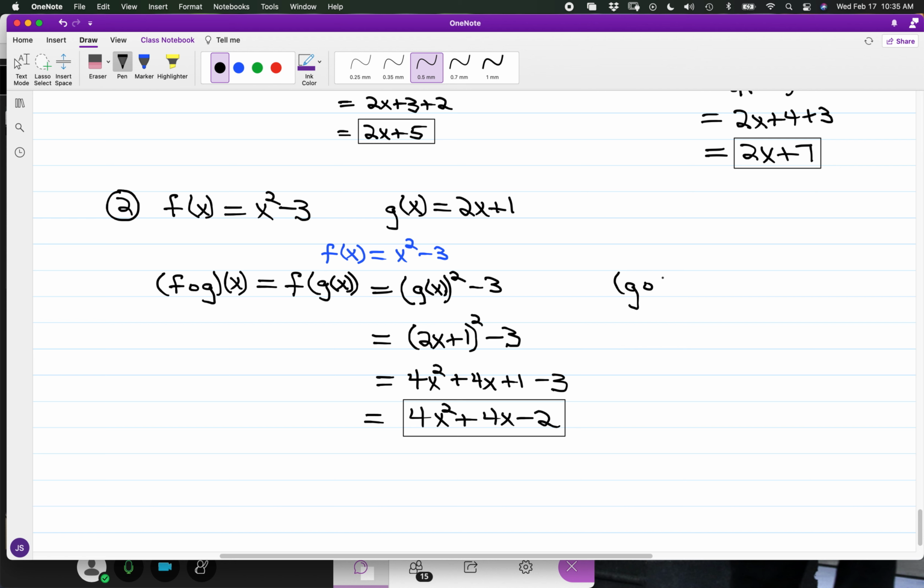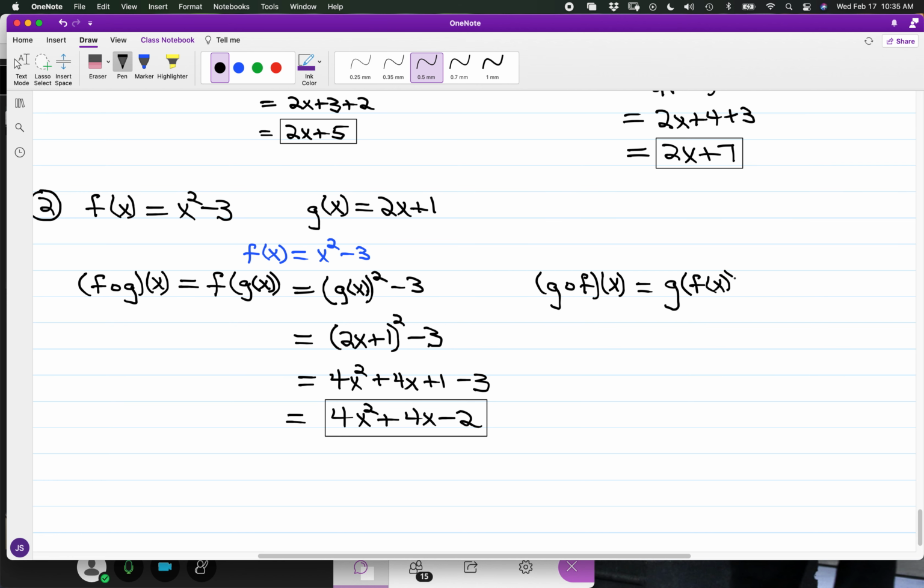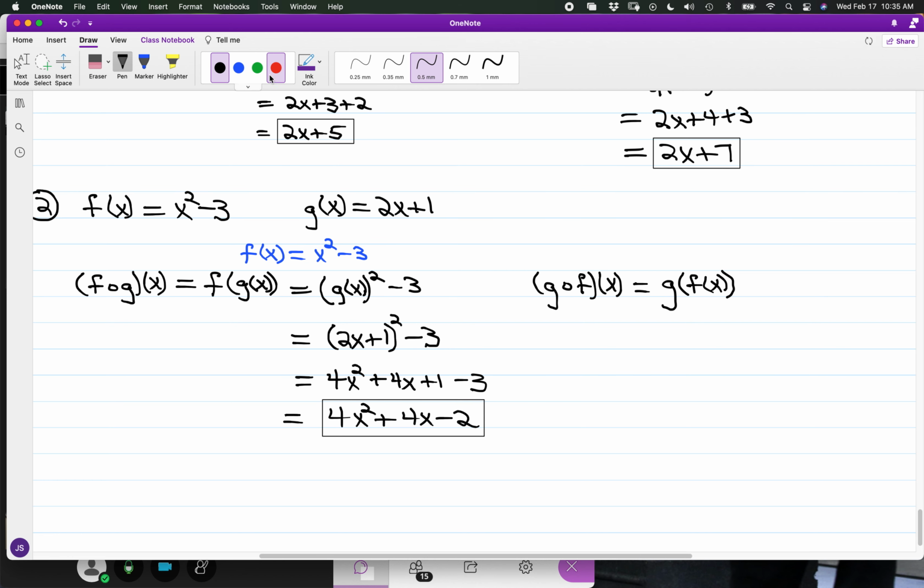And reversing the order of the functions. For g composed with f of x, so I have g of f of x. Okay, so with g as the exterior and f of x as the input. So operating in line with g.